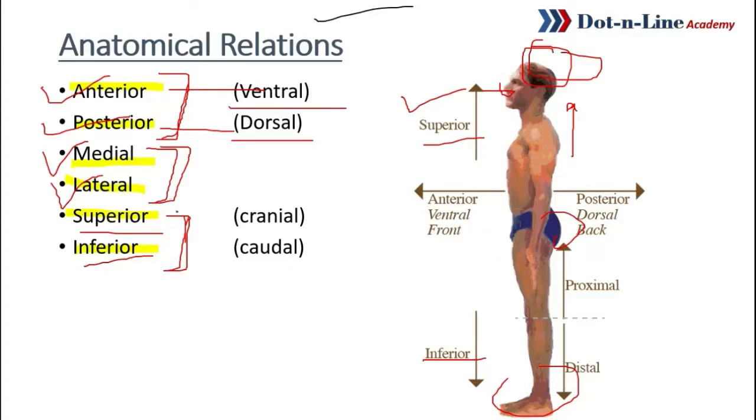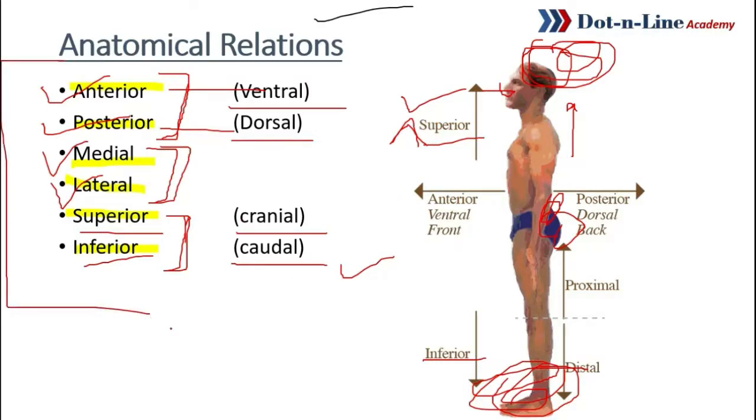That's why another name for superior is cranial: anything that is near the cranium. Anything that is away from the cranium and near the tail is inferior. But it is not necessary, because the feet are also inferior. So anything that is near the feet, downside, is inferior. Anything that is upside, at an upper level, is superior. So these were the relations.